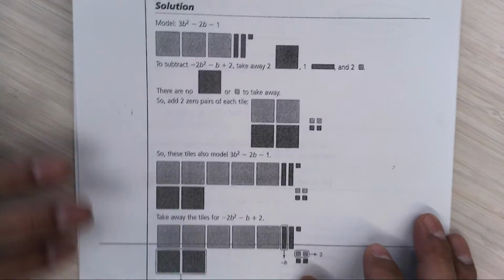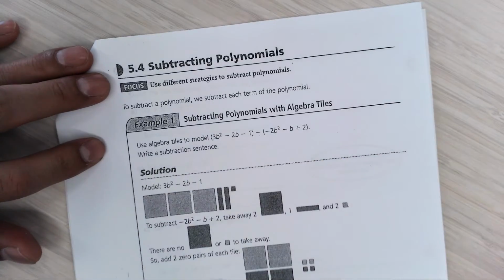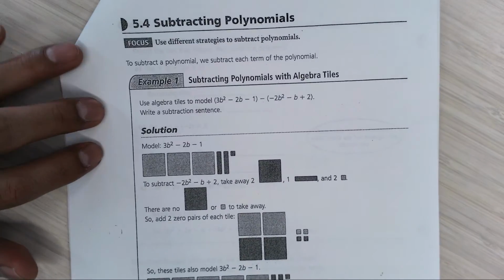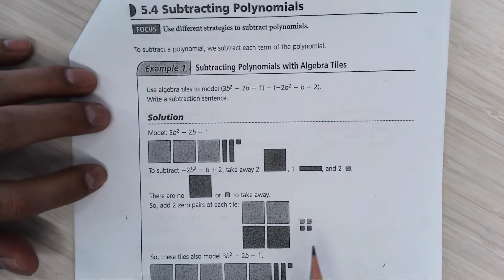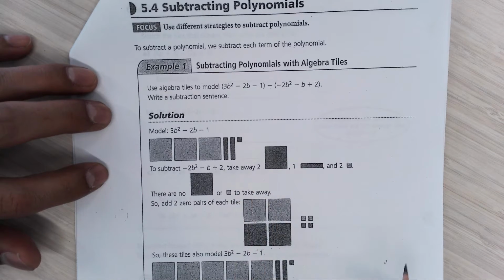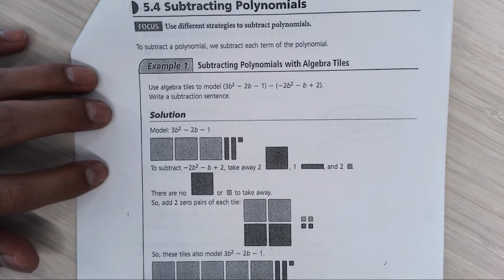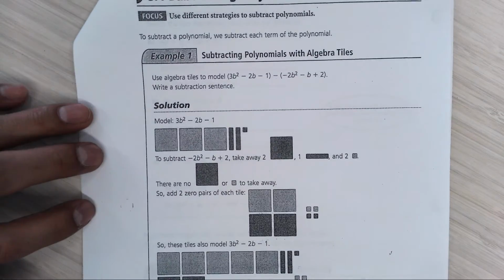Going into the next page, this is now subtracting polynomials with algebra tiles. Okay? So let me explain what they're doing here. I think in this case they're again demonstrating the take away technique, the take away and remove technique. Okay? So let's read through this.